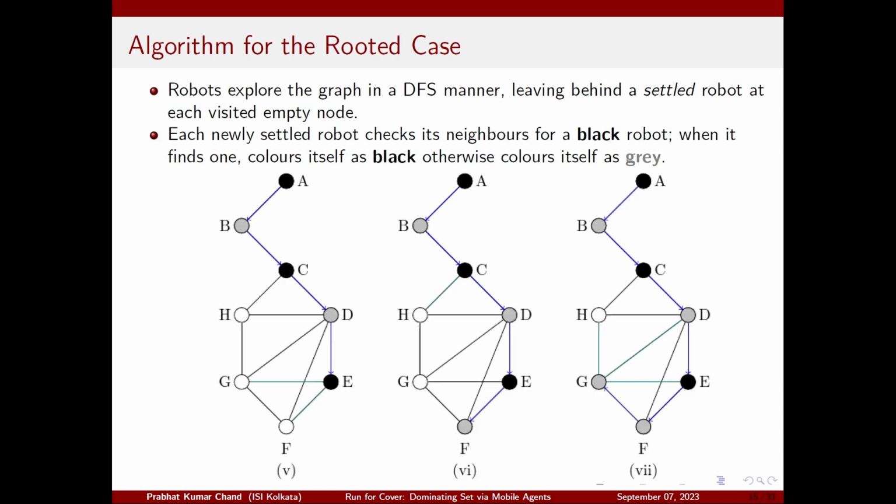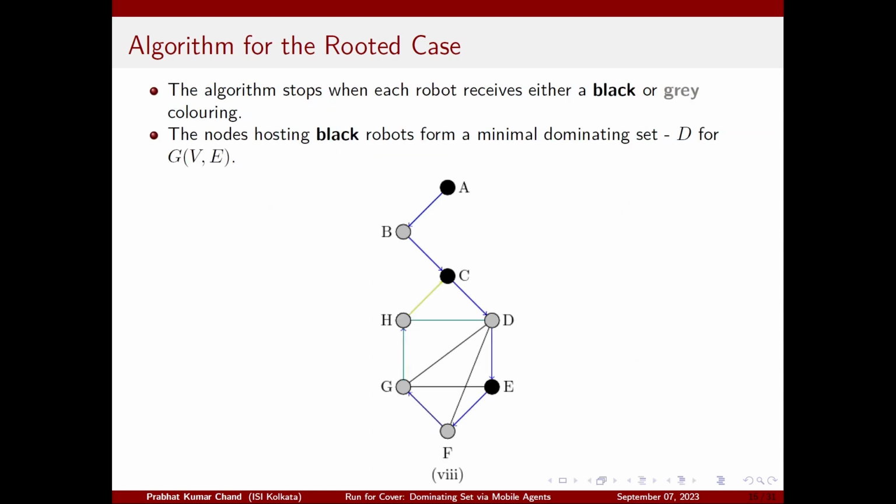Now the algorithm stops when all the n robots get settled and each robot in the graph receives either a color black or gray. In the final configuration, as you can see, all the robots have settled and each robot is either colored black or gray. In this final configuration, the black colored robots represent the minimal dominating set for the graph.